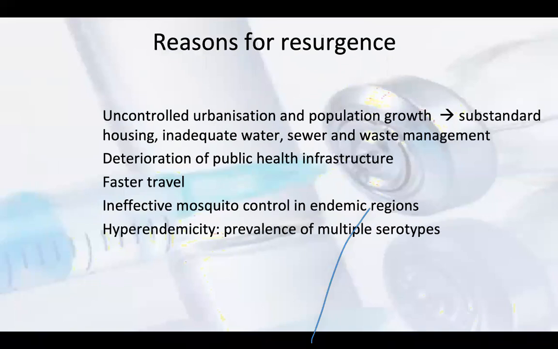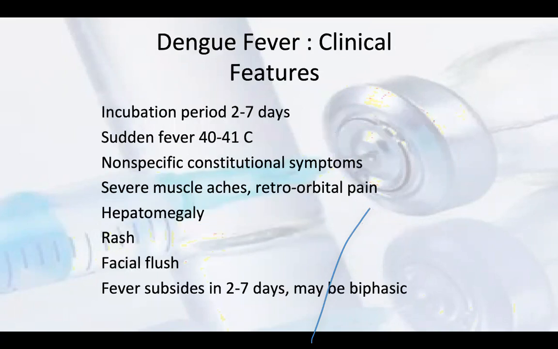So what is the reason for the resurgence? Uncontrolled urbanization and population growth, substandard housing, inadequate water, sewer and waste management, deterioration of public health infrastructures, faster travel, ineffective mosquito control in endemic regions, and hyperendemicity, the prevalence of multiple serotypes. These are the reasons for the resurgence of dengue fever.